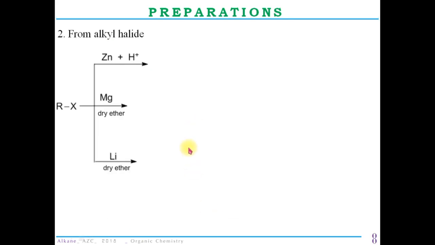Now, preparation of alkane from alkyl halide. The first reaction, where alkyl halide is reacted with zinc metal in presence of acid, gives alkane. In the second reaction, magnesium is used and the solvent is dry ether. So we can use diethyl ether as a solvent.